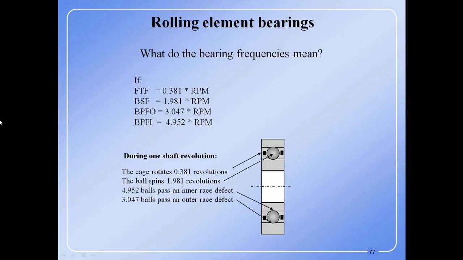What do the bearing frequencies mean? FTF 0.381 x RPM, BSF 1.981 x RPM, BPFO 3.047 x RPM, BPFI 4.952 x RPM. During one shaft revolution, the cage rotates 0.381 revolution. The ball spins 1.981 revolutions. 4.958 balls pass at an inner race defect. 3.04 balls pass at an outer race defect.